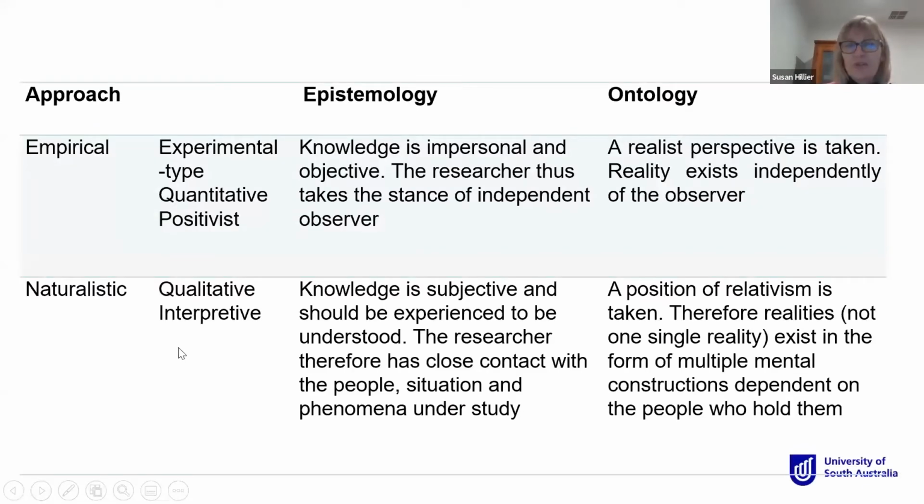So first, then, to move on to an overview of research frameworks. In this instance, we have two fairly distinct camps of empirical research versus naturalistic research. Firstly, considering empirical, this is the experimental version of research. It is quantitative and takes a positivist stance. The epistemology of this kind of research is that knowledge is impersonal and objective, and therefore the researcher takes the stance of being an independent observer with no influence on the results.